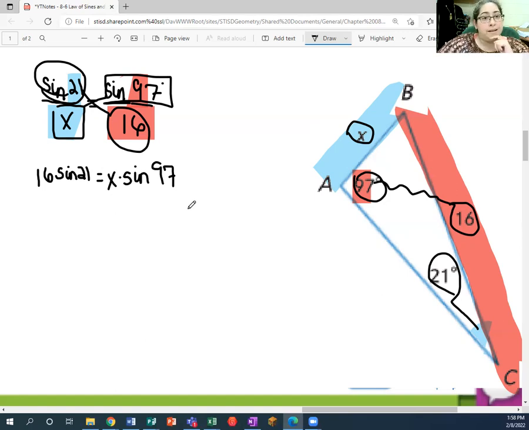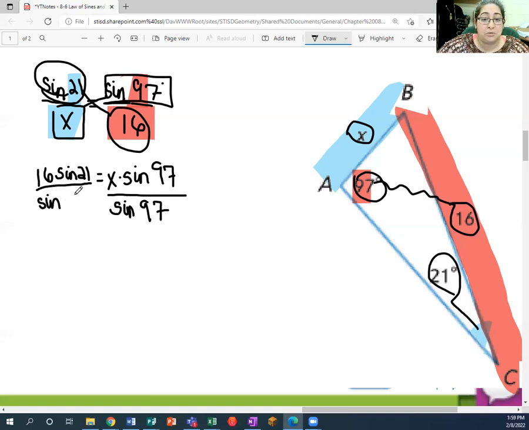I want x by itself. I want to isolate it. In order to isolate it, I need to get rid of this multiply by sine 97. Well, what's the opposite of multiply? Divide. So I'm going to divide both sides. The question is, what do I divide it by? The answer is, what am I currently multiplying x by? I'm currently multiplying x by the sine of 97, so I'm going to divide by the sine of 97. Remember, this is just a number, probably not 0.